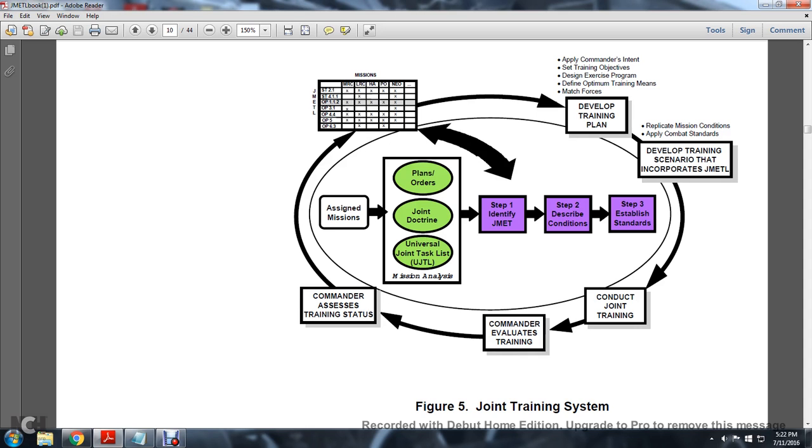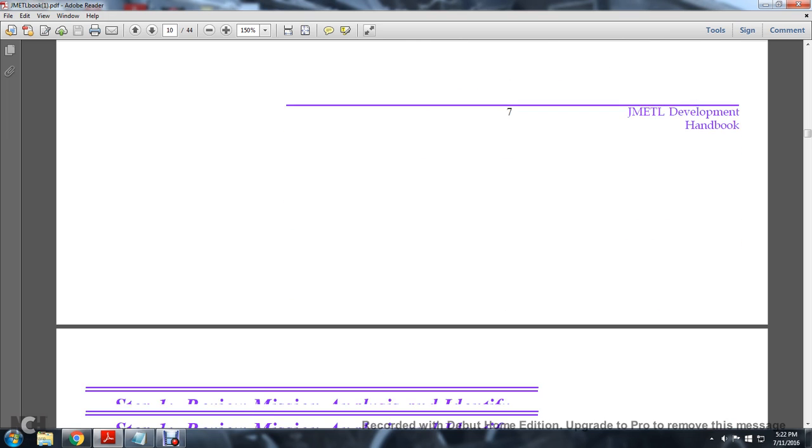into the assigned mission, plans, orders, and the universal joint task list. Step 1, identifying joint mission essential tasks, describing conditions, and establishing the standards.